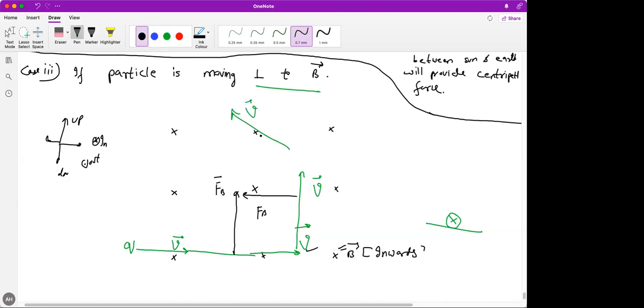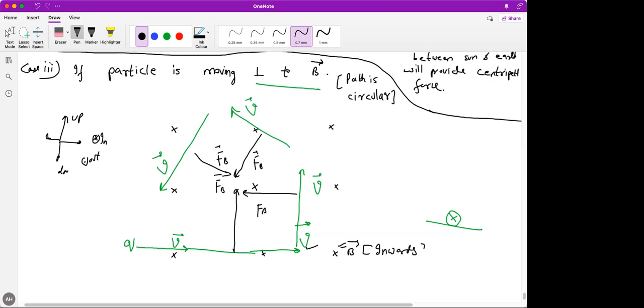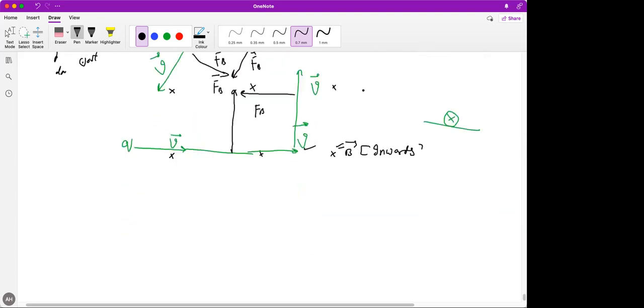Then if you apply the right hand thumb rule again, the force will act in this direction. Due to the force, the direction of velocity will change again. If you apply the right hand thumb rule again, the direction of force would be this. So this direction of magnetic force is giving you a hint that the particle is completing one circle. The path of the charged particle is circular. So if a charged particle is moving perpendicular to a magnetic field, then its path is circular. The particle will move on a circular path.